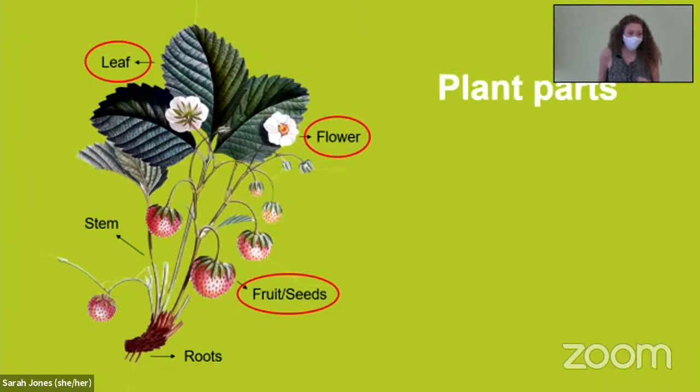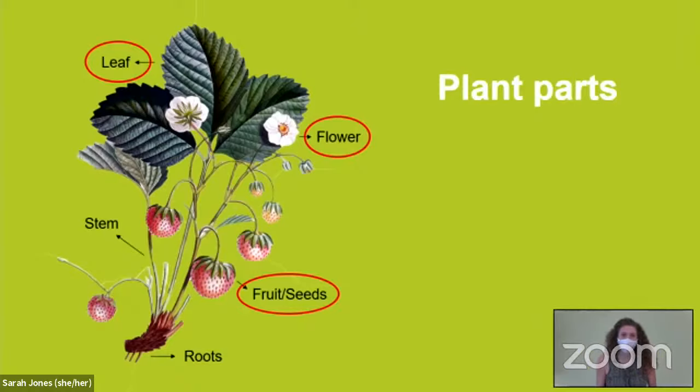So when we are looking at plants, it's really important for us to look at what each plant part is doing. That's how we keep track of what our plants are doing throughout each season. So you can see in this diagram, we have a couple of different plant parts labeled. The ones that we keep track of for Budburst, the project that I work on, are leaves, flowers, and fruits or seeds. So we are going to look at a couple of plants and try to find these parts on them. So let's look at some close-up plants.